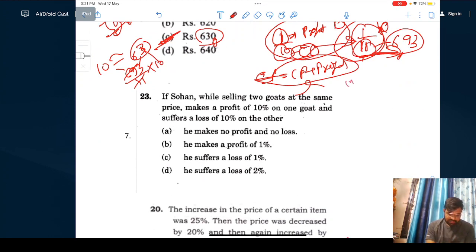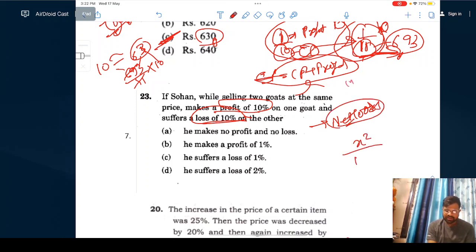If Sohan, while selling two goats at the same time, makes a profit of 10% on one and a loss of 10% on the other. See, for simultaneous profit and simultaneous loss, I have already given you a formula. This will come in very handy because there are many problems. So it will be a net loss. The first thing you will remember is that it will be a net loss, and the formula is x square by 100. So 10 into 10 by 100, 1%. So it is a loss of 1%.